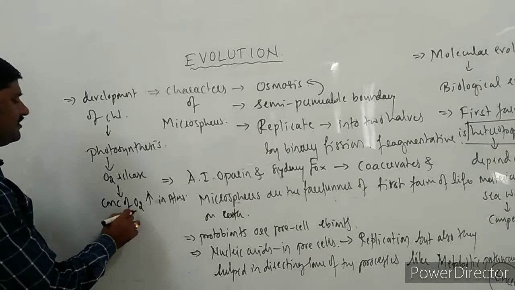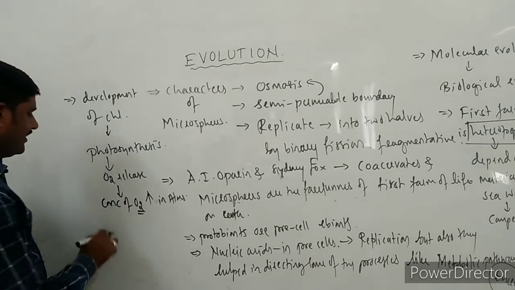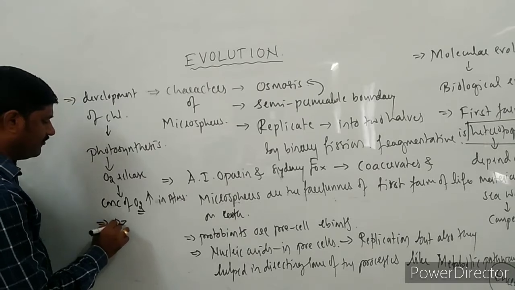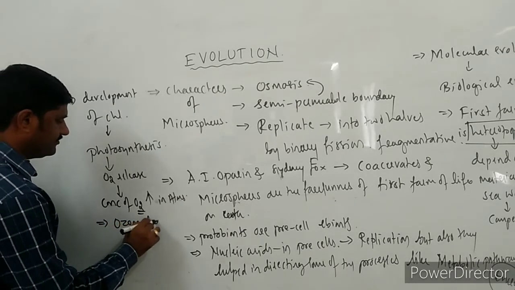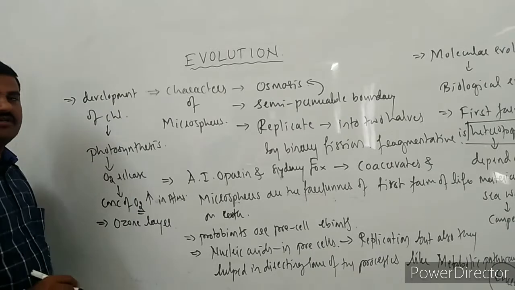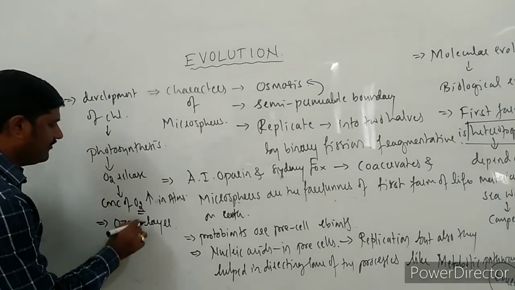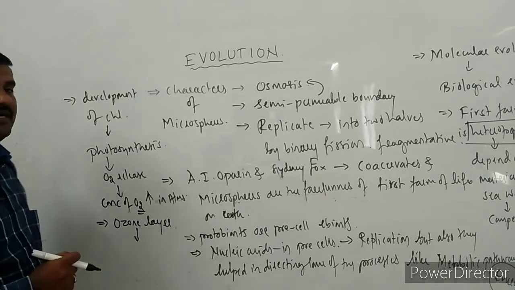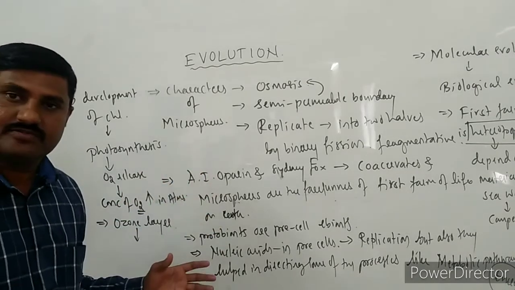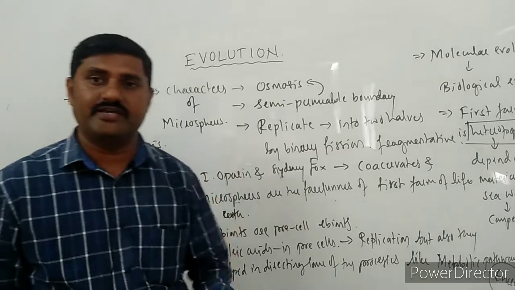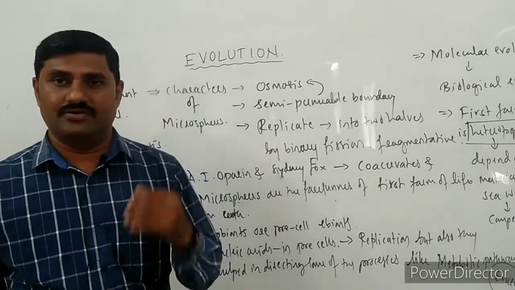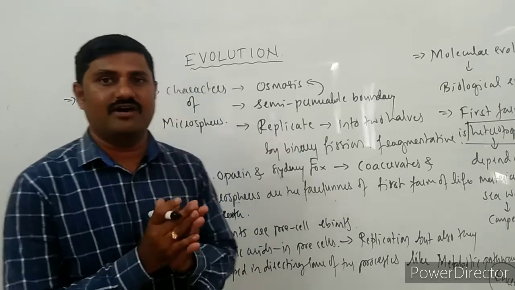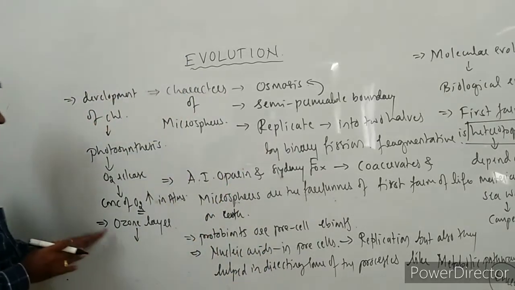When the concentration of oxygen increases, what does it lead to? It leads to the formation of the ozone layer. When this ozone layer was formed, different varieties of organisms were formed as a result of mutations or different types of changes that occurred in the genetic material, right?